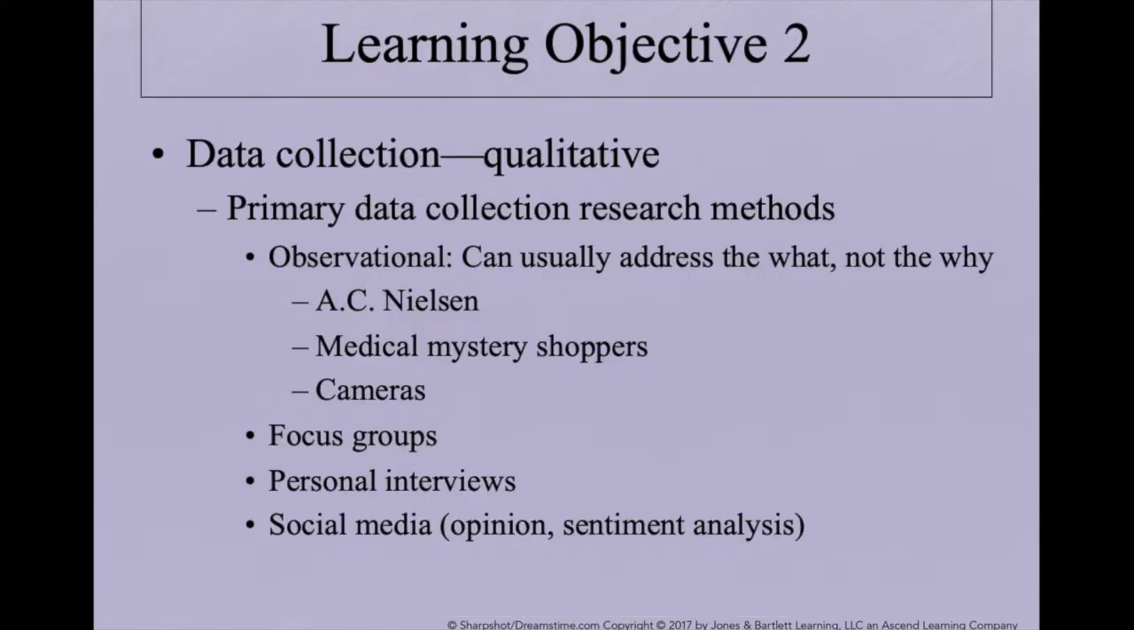Data collection, qualitative data. Primary data collection research methods. Observational can usually address the what, not the why. We see a common survey was the TV ratings used by the AC Nielsen report. If you look at the 10th note on page 145, you will find the link to the Nielsen report. Medical mystery shoppers. Look at customer service focuses.